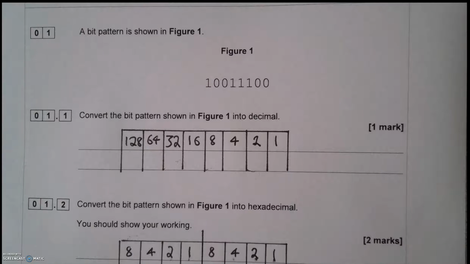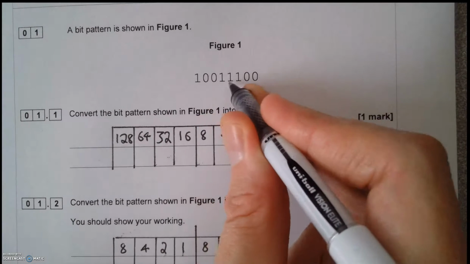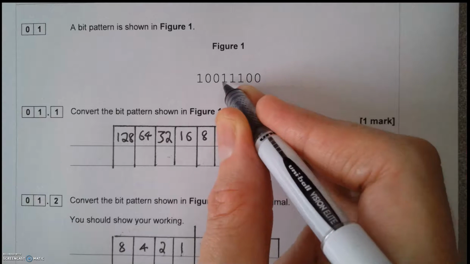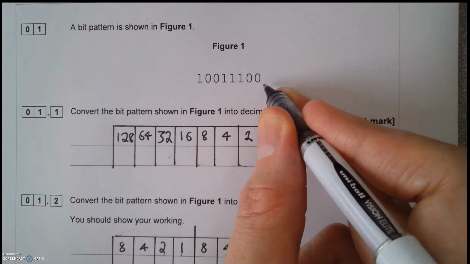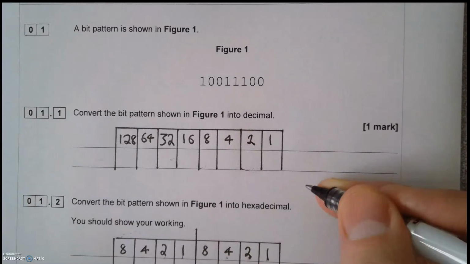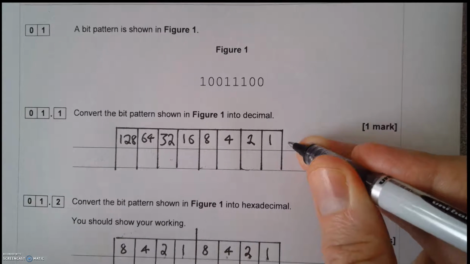At the start of paper 2 there's always about 3 questions of number conversions, and I would assume that a lot of other exam boards have very similar questions there as well. So what I've got here is a bit pattern, ones and zeros. There's 8 bits there, and I need to convert them into a decimal number.